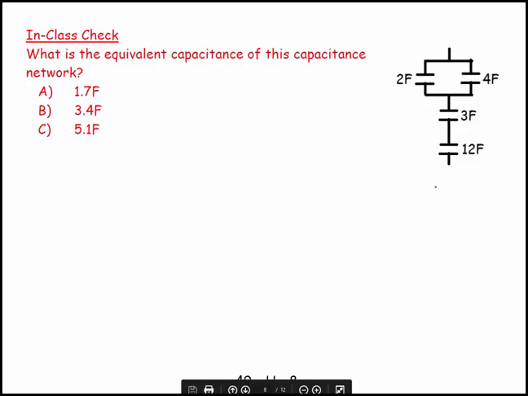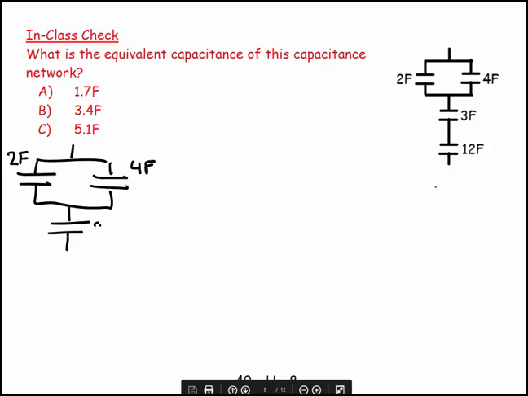Last little bit. This is a bit more like it. So this is a bit of a network. It's got some parallel bits and it's got some series bits. What's the equivalent capacitance of this capacitor network? And these are in farads. A farad is a big amount. So that's 2 farads, and that's 4 farads, and that's 3 farads, and that's 12 farads.